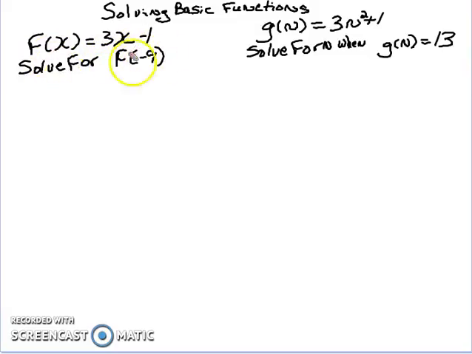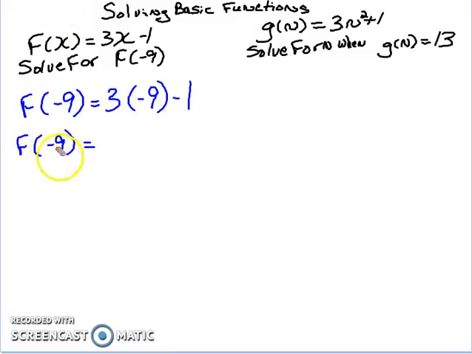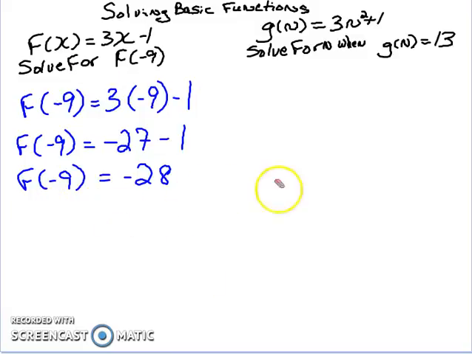It says f of x is equal to 3x minus 1, solve for f of negative 9. When I've got a question like this, that means I am going to solve this function when the x is negative 9. So what does that look like? Well, that means I'm going to take f of negative 9, and when the function is at negative 9, it is equal to 3 times, because 3x, 3 times the negative 9 minus the 1. So I just do some arithmetic. So f of negative 9 is equal to 3 times negative 9, which is negative 27, minus 1, or f of negative 9 is equal to negative 28. That's it. That's all I have to do for this one.